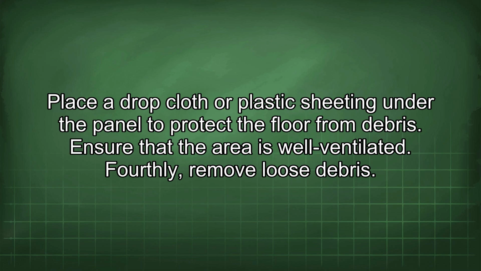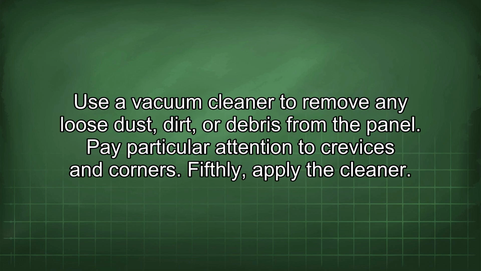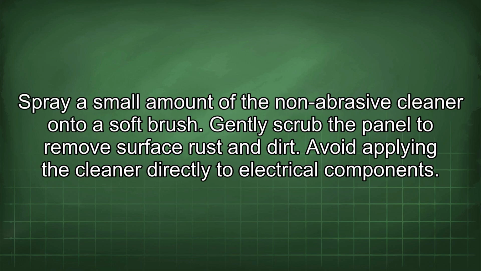Fourthly, remove loose debris. Use a vacuum cleaner to remove any loose dust, dirt, or debris from the panel. Pay particular attention to crevices and corners. Fifthly, apply the cleaner. Spray a small amount of the non-abrasive cleaner onto a soft brush. Gently scrub the panel to remove surface rust and dirt. Avoid applying the cleaner directly to electrical components.